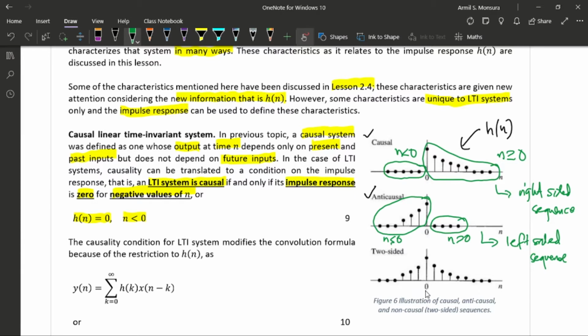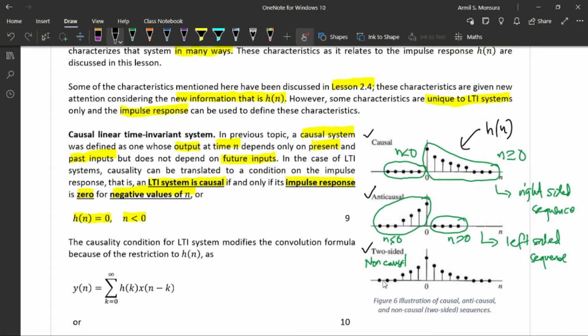Now, this sequence is two-sided. As you can see, there are non-zero values of your sequence for negative values of n and positive values of n. So this is called a two-sided sequence, or a non-causal sequence. And if this describes an h[n] or an impulse response sequence, then the system described by this kind of impulse response is classified as a non-causal system. So we have causal, anti-causal, and non-causal.